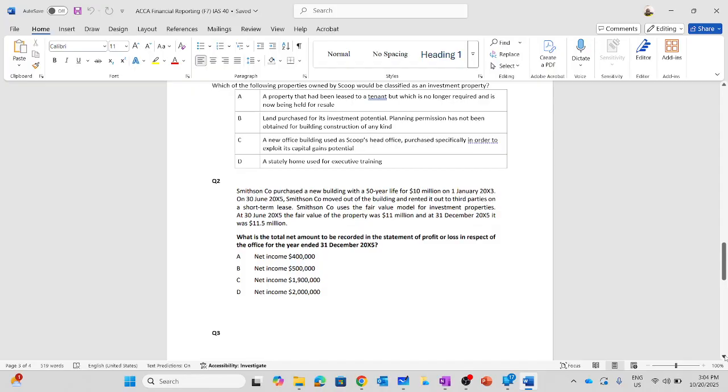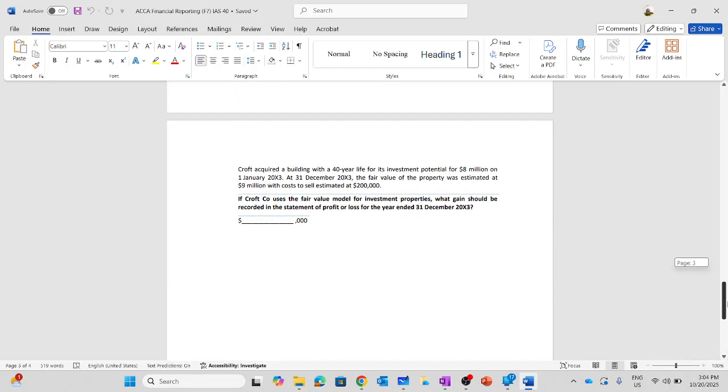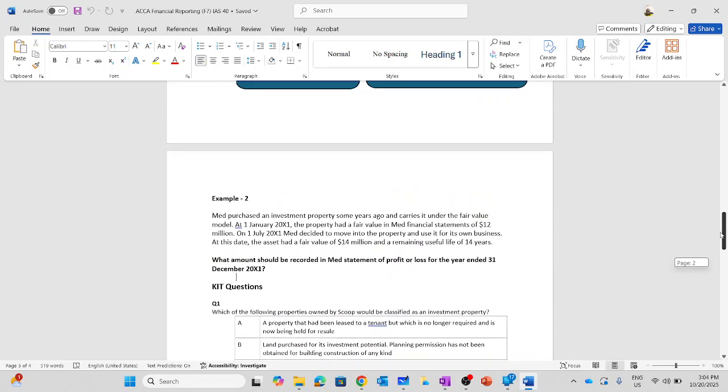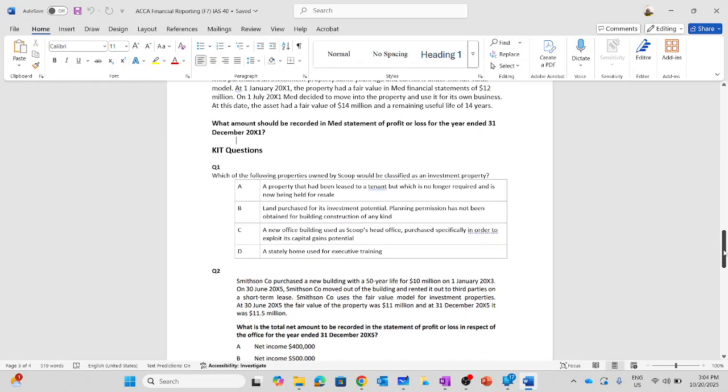Under the fair value model, no depreciation is charged, and gain or loss should be taken to the statement of profit or loss. On an annual basis, we need to revalue the building to its fair value. As at 30th June 2025, the fair value of the property was 11 million, and at 31st December 2025, it was 11.5 million. So this is the requirement. When we do our live online session, we are going to solve all of these objective test questions. This is all you need to know about investment property.